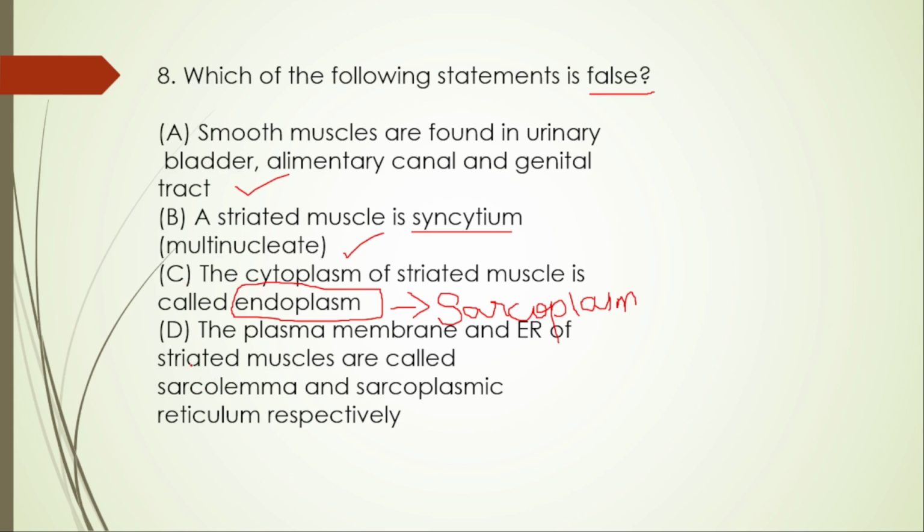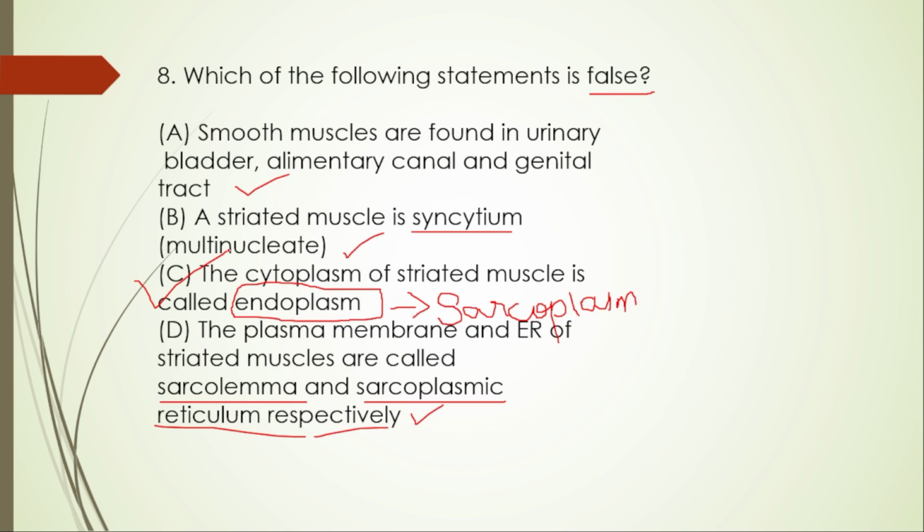Next, D. The plasma membrane and ER, that is endoplasmic reticulum, of striated muscles are called sarcolemma and sarcoplasmic reticulum respectively. Yes, of course. In the muscles, the plasma membrane is referred to as sarcolemma, and the specialized endoplasmic reticulum is called sarcoplasmic reticulum. So this one is right. He asked about the false statement, so the right option is option C.